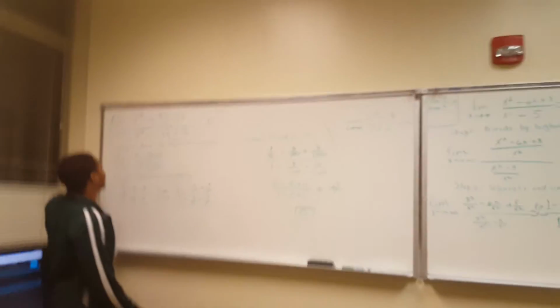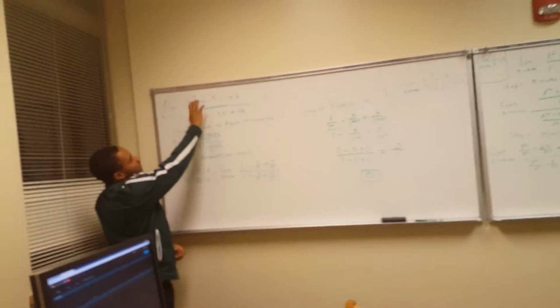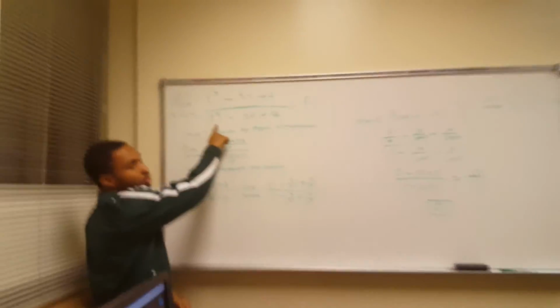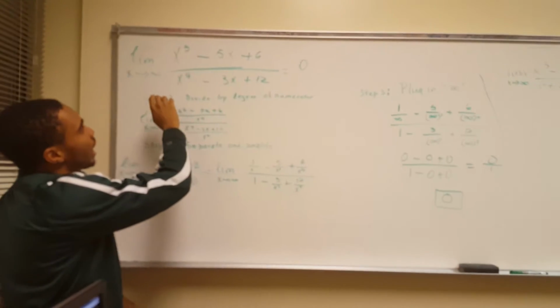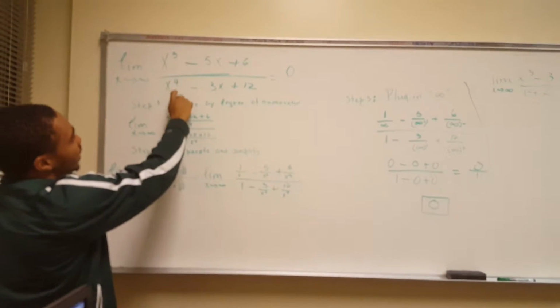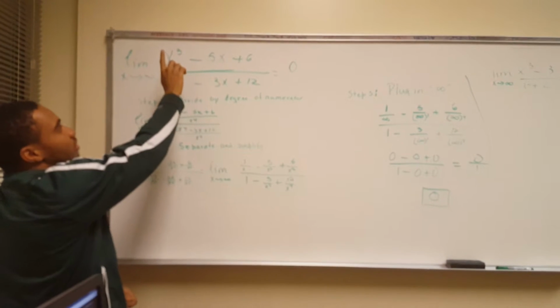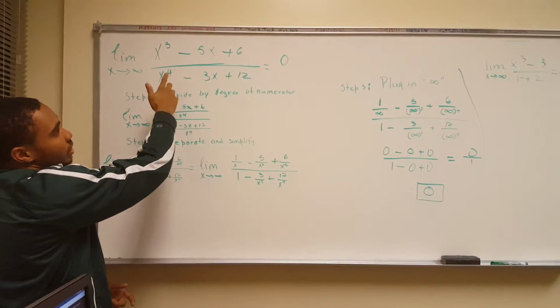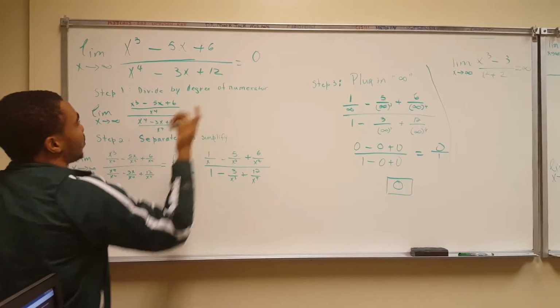And then the second case will be if the degree of the numerator is less than the degree of the denominator. So you'll have, in this case, x cubed over x to the 4th, where if the degree of the numerator is less than the degree of the denominator, it will be equal to 0. How do we go about proving this?